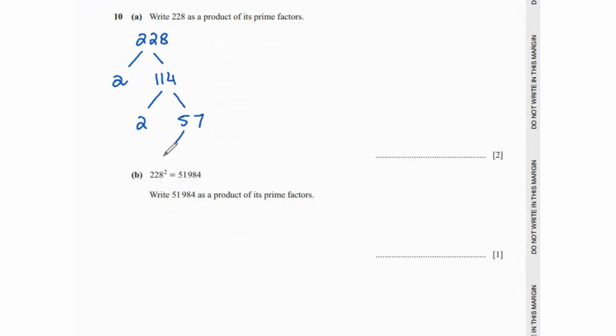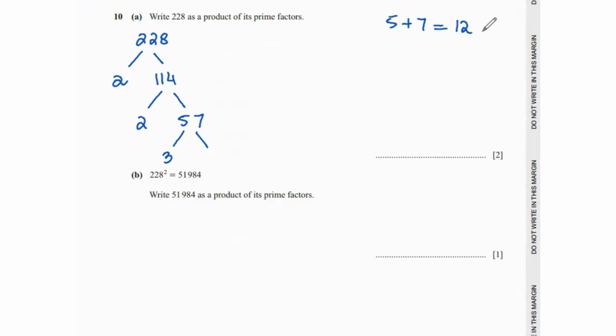57 can be divided by 3. Why do I know that can be divided by 3? It's because if I add 5 and 7, that equals 12. And 12 comes in the 3 times table, which is easier for us to figure out as compared to 57.